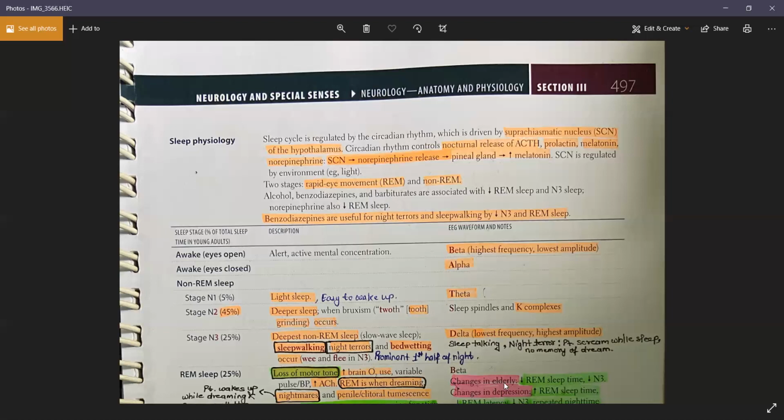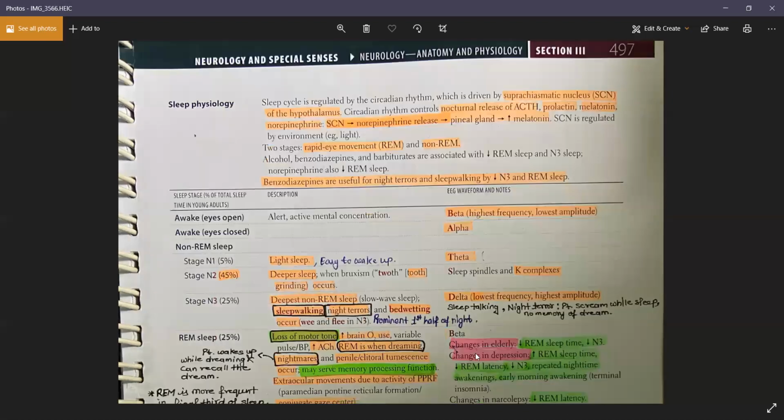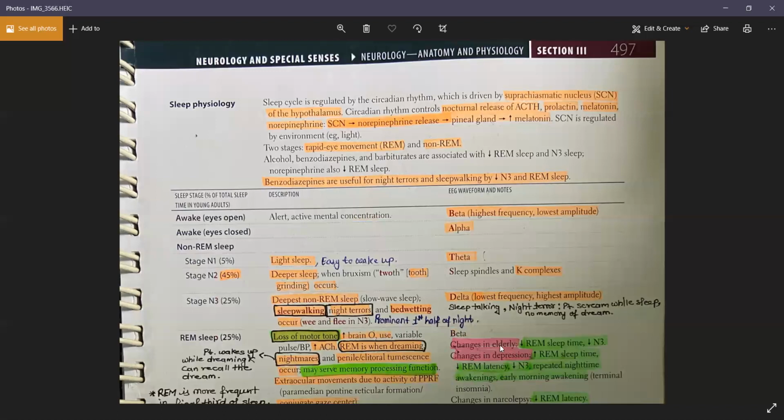With the elderly, with old age, you will have a decrease in the REM sleep and the N3 sleep, which is the same as that of alcohol, benzodiazepines, and the barbiturates. With depression, you will have an increase in the REM sleep time and a decrease in the REM sleep latency, as well as a decrease in the N3 sleep time.